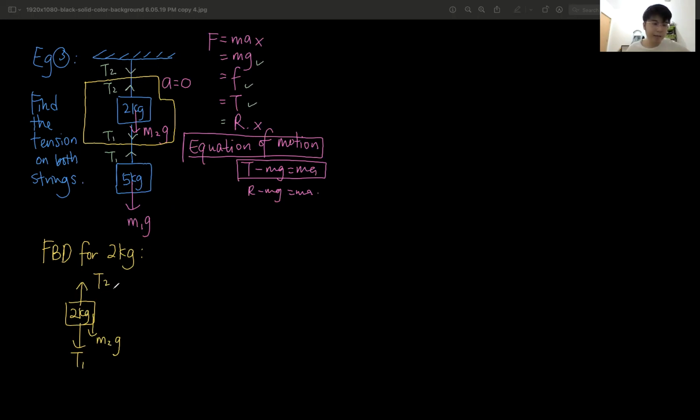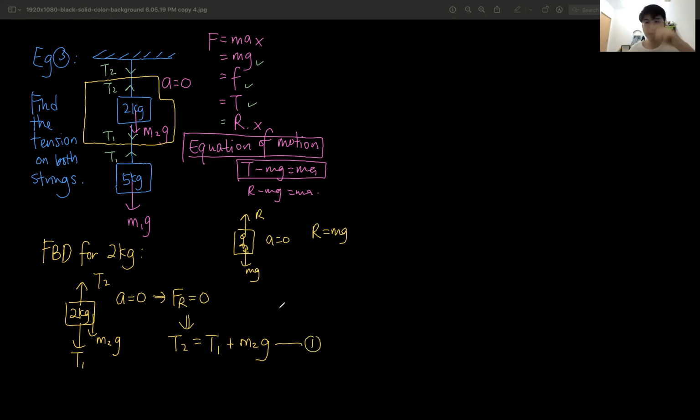Now, after I get the free body diagram, then only I analyze based on the resultant force. 有 acceleration 吗？没有，零。这样我的 resultant force 是0咯。如果我的 resultant force 是0，代表什么？上面的 force 等于下面的 force。你这边有3个 force，所以 T2 等于 T1 加 m2g. 刚刚那个 lift 的问题，你只有2个 force，R 跟 mg。如果你的 acceleration 是0，这样你的 R 就等于 mg，上面等于下面。这个就是我的 equation of motion. We put it number 1 because we have another one.